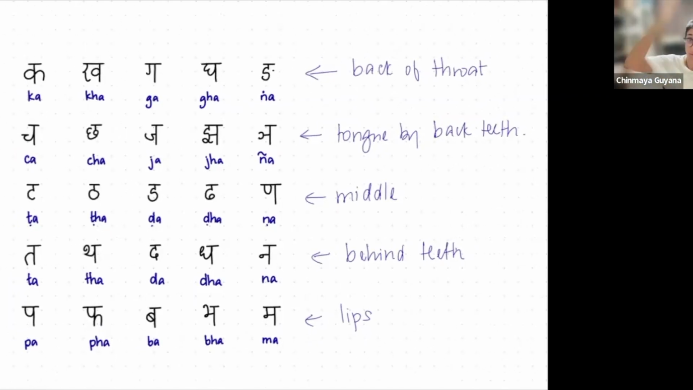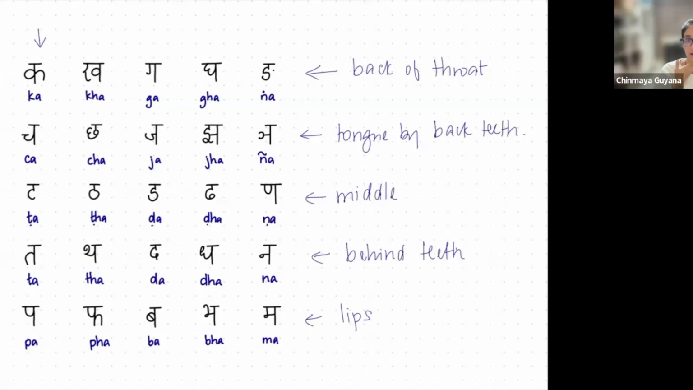Now we're going to go downwards. This line. Ka, cha, ta, ta, pa. They have something in common. I want you to put your hand on your throat. And I want you to say ka. Now I want you to say ga.